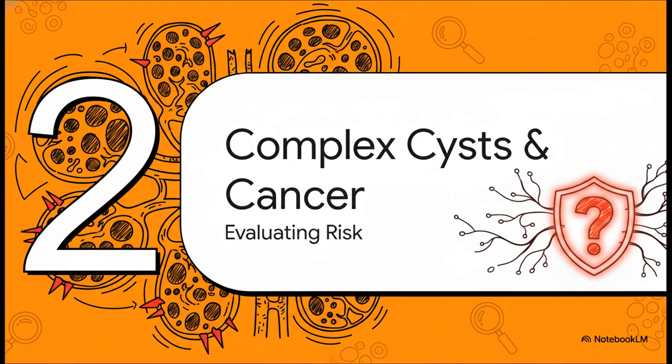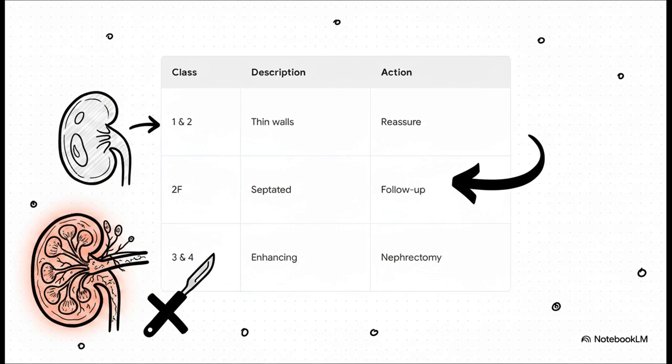Moving right along to Section 2, complex cysts and cancer risks. So how do doctors actually make those high-stakes, life-or-death decisions when they spot a complex cyst? Well, they use something called the Bosniak classification. It's basically a medical decision tree. For classes 1 and 2, we're seeing thin walls and absolutely no vascular enhancement when we use contrast dye. So the action there is simple. You just reassure the patient. But as we bump up to class 2F, we start seeing thicker walls and those septations I mentioned, which definitely prompt some follow-up imaging.